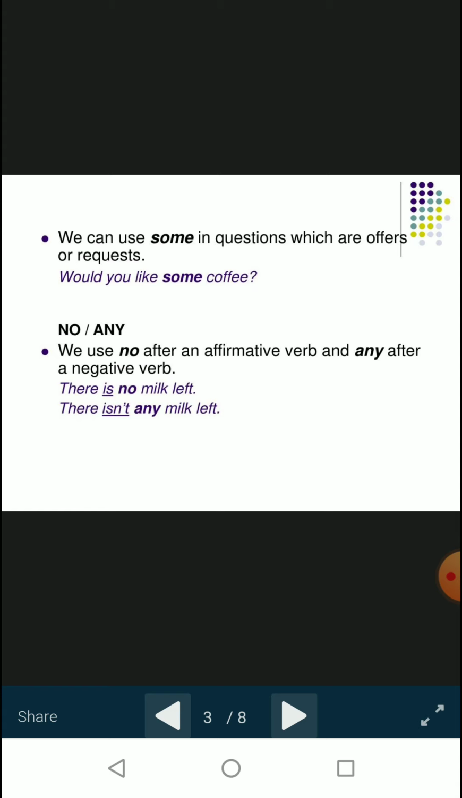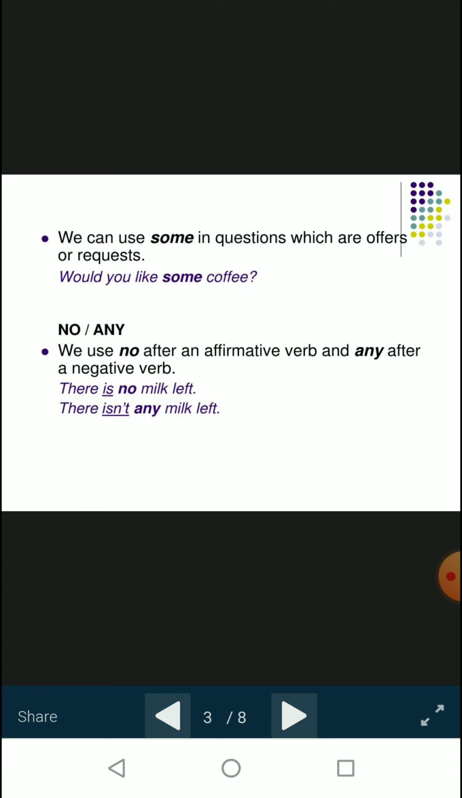Another example, we can use some in questions which are offers or request. For example, would you like some coffee? Would you like some tea? So this is what, whenever you're asking a question, but whenever you're making a request, right?